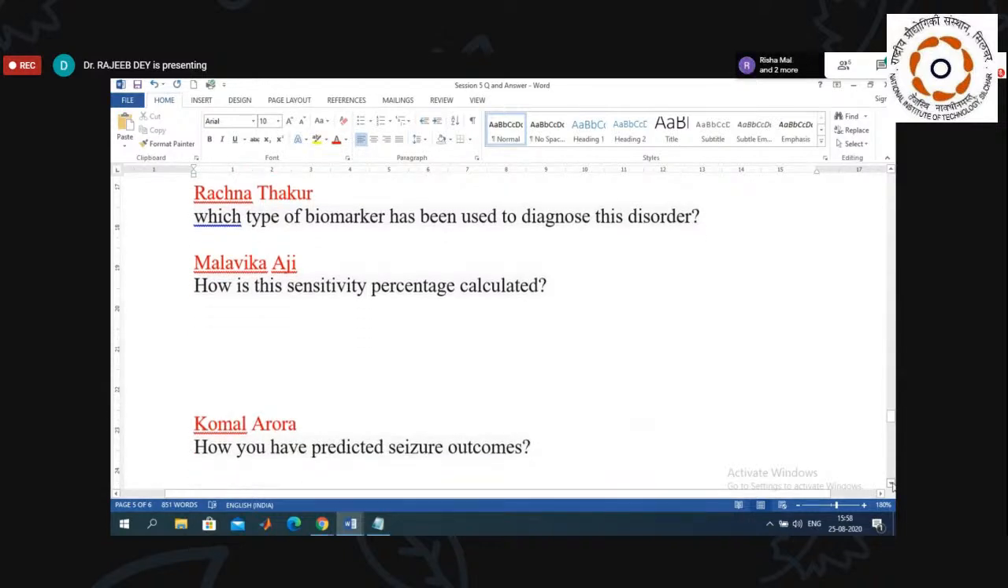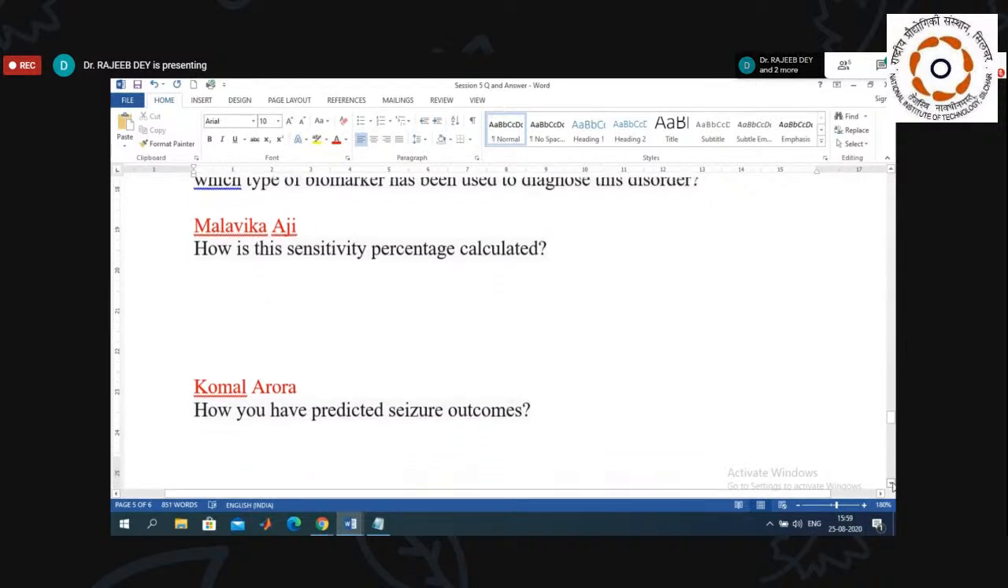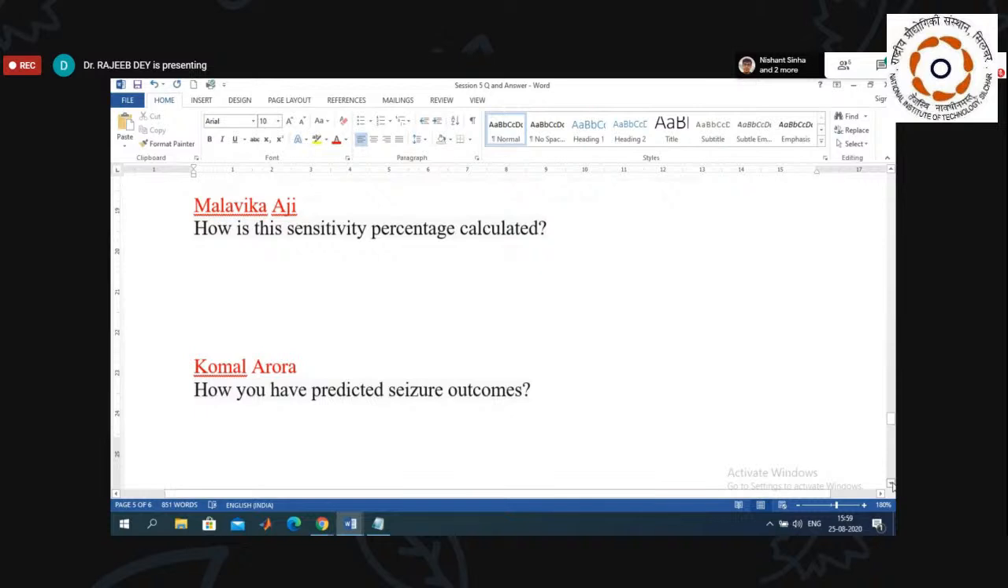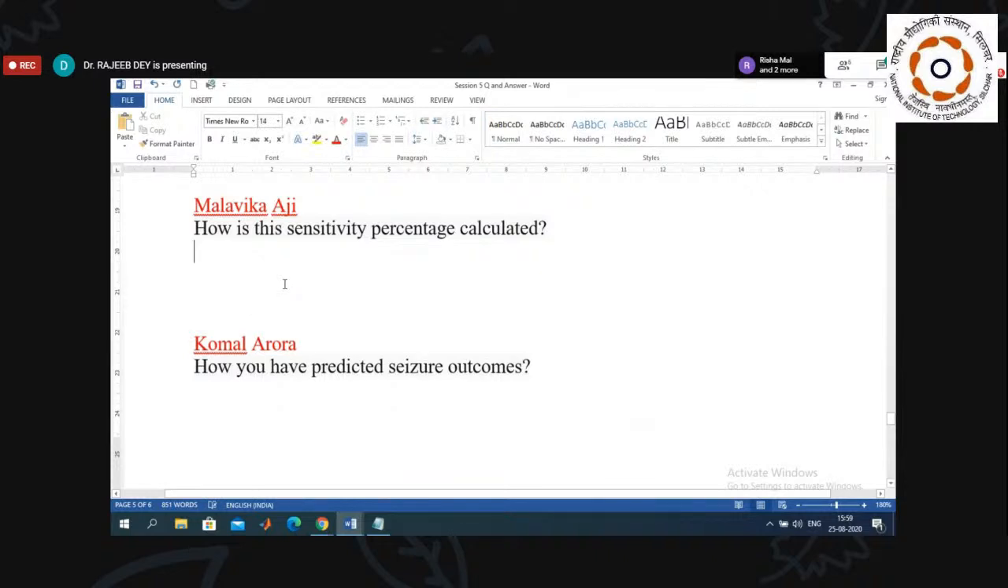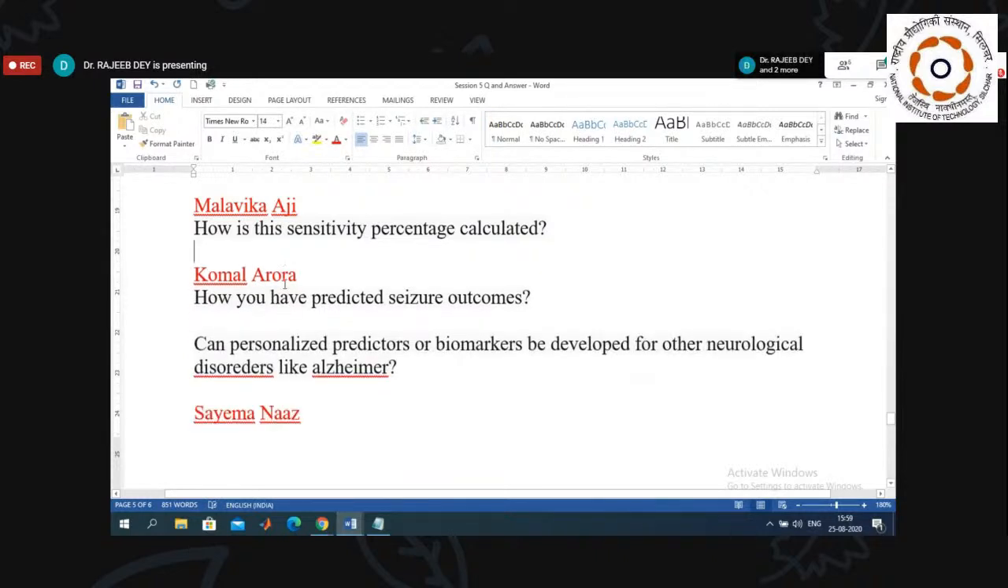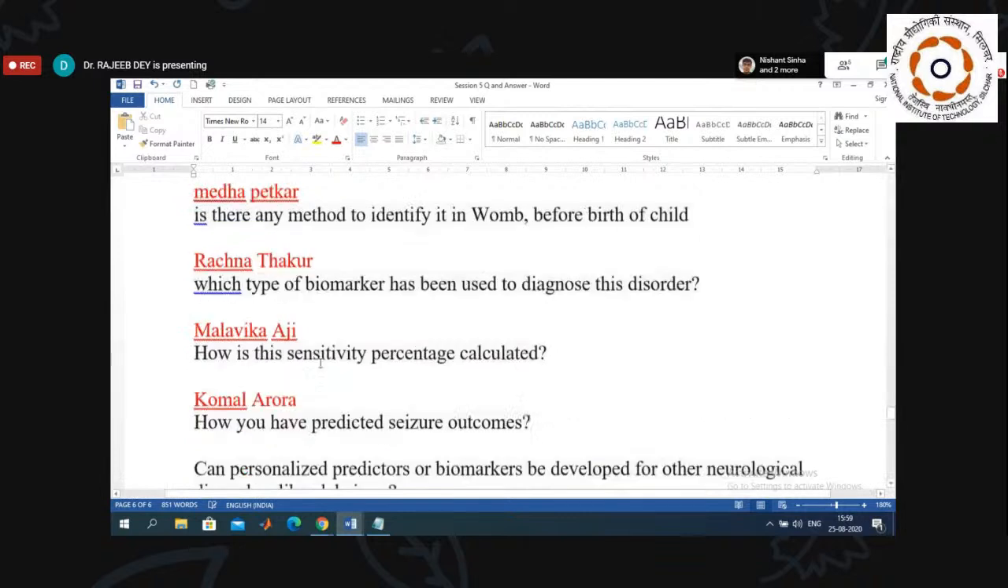What type of biomarker has been used to diagnose this disorder? Like it has come up in the previous question, HFO using invasive recording. There are some biomarkers of abnormalities that I have devised here, and they all need to be replicated in a larger cohort in a multi-center setting before it translates to the clinic, and that's currently underway.